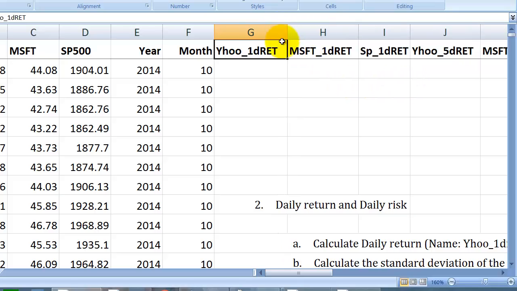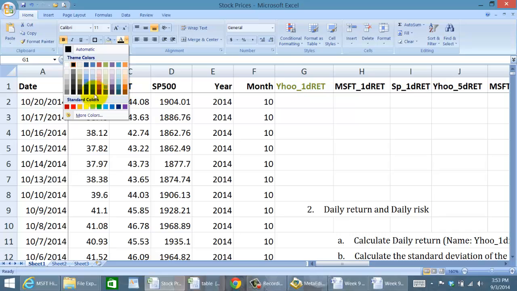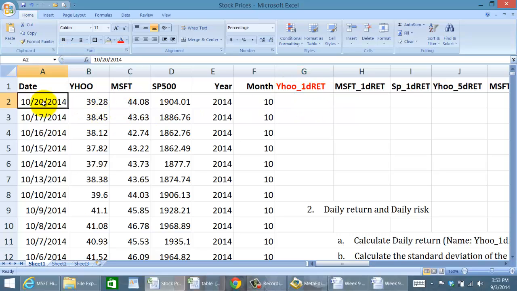We calculate the 1-day return for Yahoo. So how can we do it? Look at the timeline. The 1-day return ending October 20th equals the ending value 39.28 divided by the starting value. What is the starting value? It means the day before, right? So divide by 38.45 and minus 1. So over here it equals 39 divided by 38 minus 1. So it is 2.16%. You can change the number format whatever way you want.